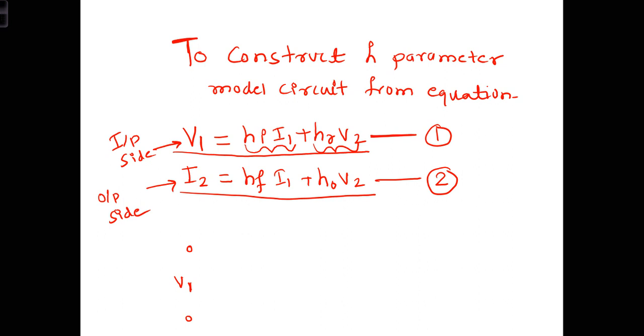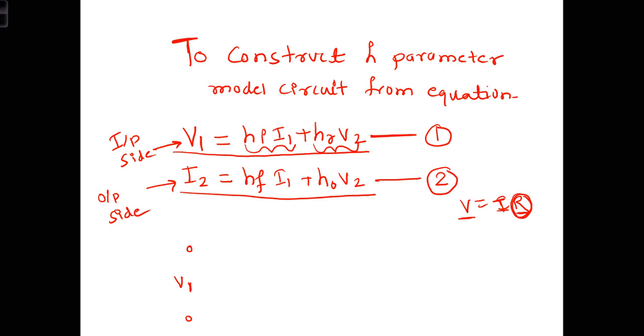Something multiplied by current. We know our basic equation of resistance. What is that? Ohm's law, V equal to IR. So if anything is multiplied with the current and it results in a voltage, that anything could be a resistance. Yes, it should be a resistance. So HI is actually our resistance. Are we getting it or not?